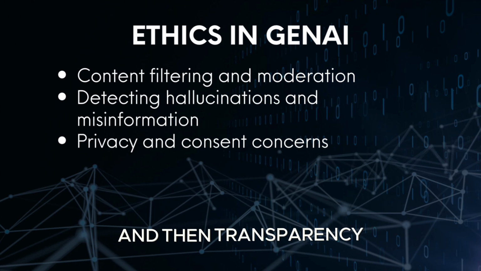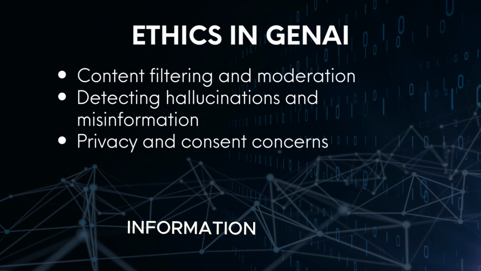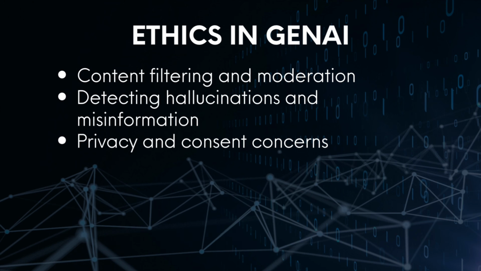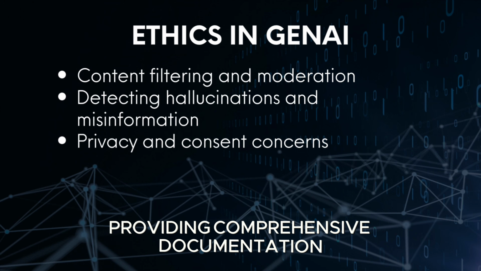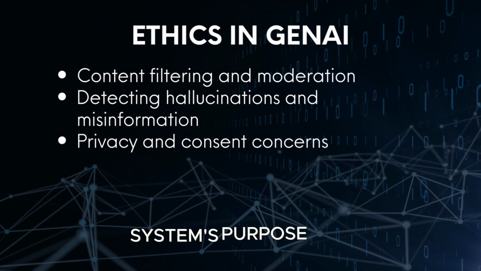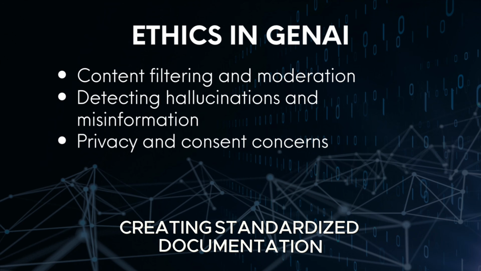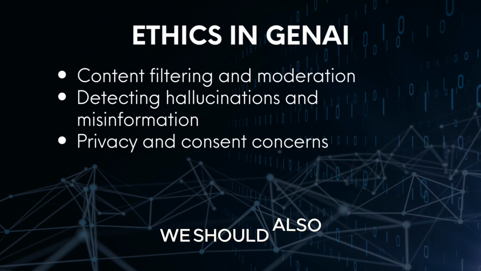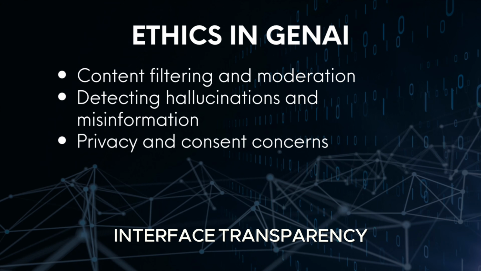And then transparency in AI involves providing clear information about an AI system's capabilities, limits, and risks. So there needs to be clear communication, providing comprehensive documentation about the AI system's purpose. And then we could use model cards, creating standardized documentation that provides key information about the trained machine learning models. We should also have data transparency, algorithm transparency, auditability, and user interface transparency.